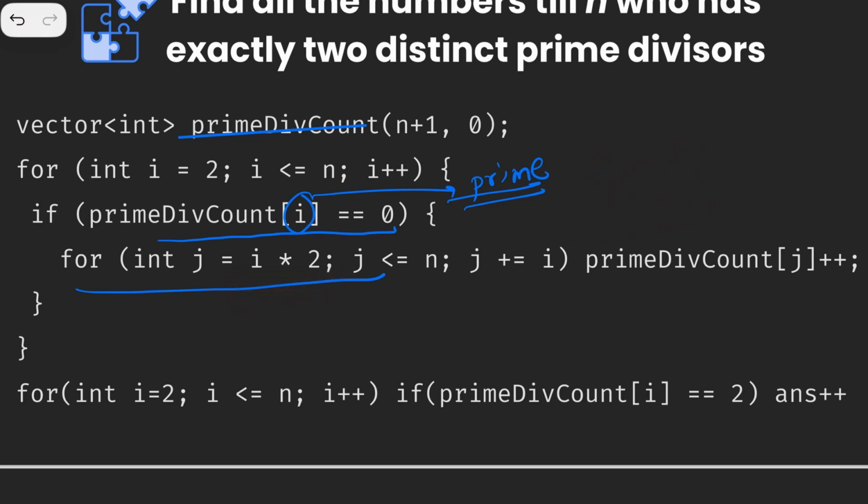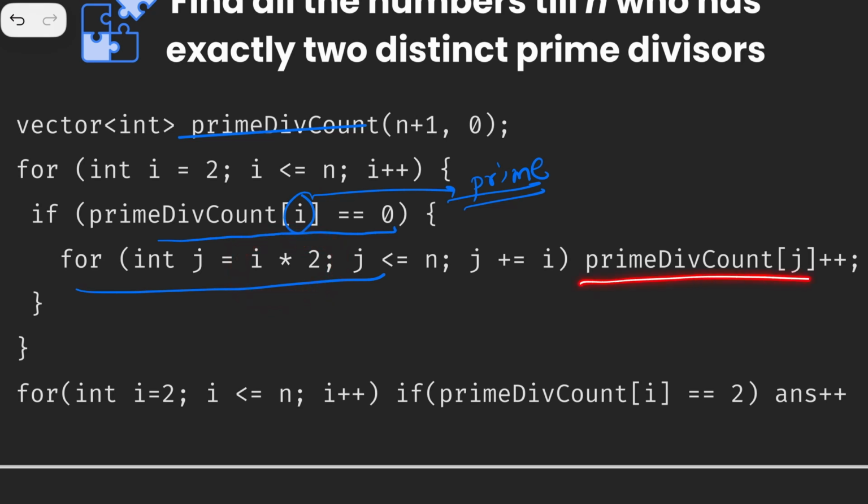But now things are different. We are not just marking true and false. We actually need to maintain the counter. Whenever we encounter a number that divides that particular j, we need to increment the counter for that. That's why we are starting from I into 2. I hope that makes sense.